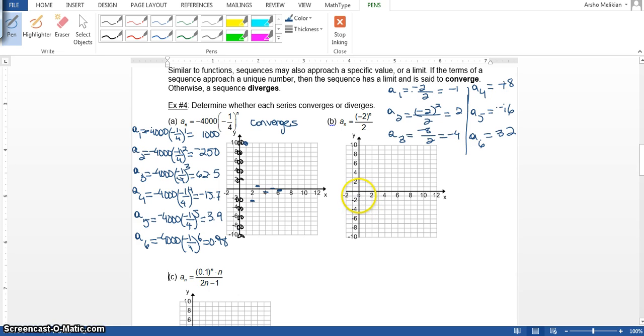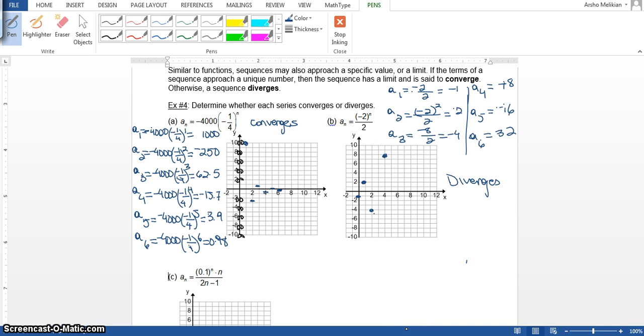So at first we're at negative 1, then we're at positive 2, then we're at negative 4, positive 8, negative 16, and so on. And as you see, as the terms progress, the values are getting further and further into the infinities. That means this will diverge.